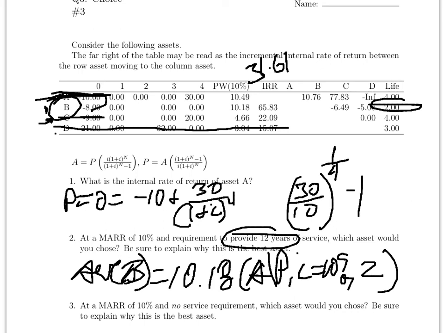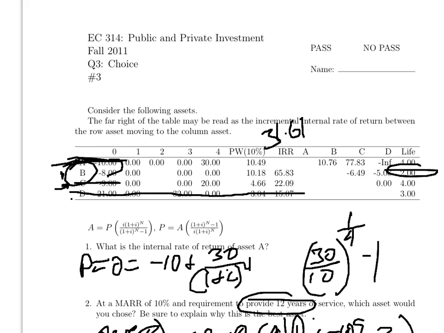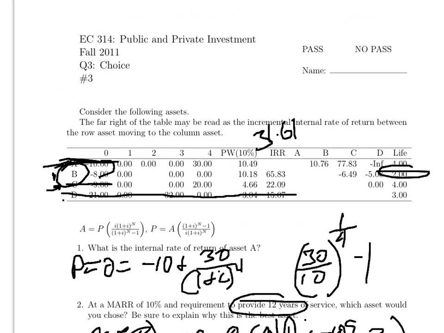Now remember, this isn't exactly true because, well, if you look at these assets, a couple of them are going to have double internal rates of return, and I just put 1 in that table right there. Anyway, so this is the explanation to Essential Question number 3, version 3, fall of 2011.